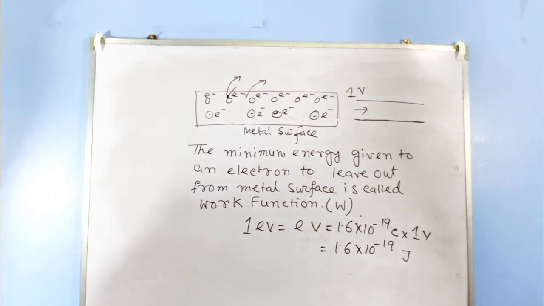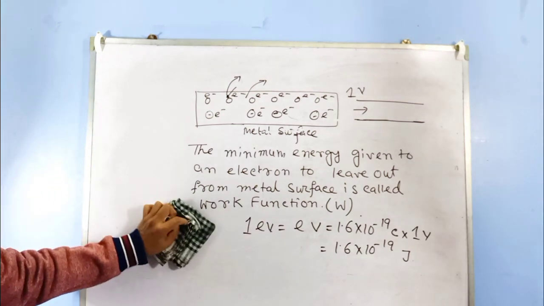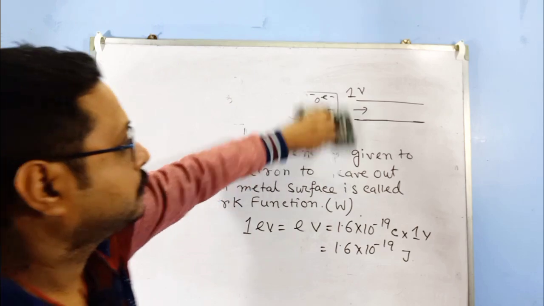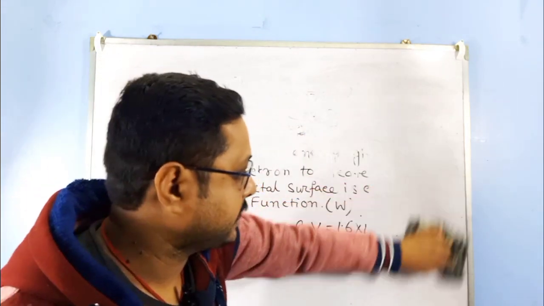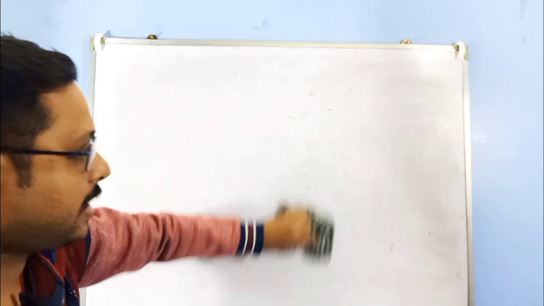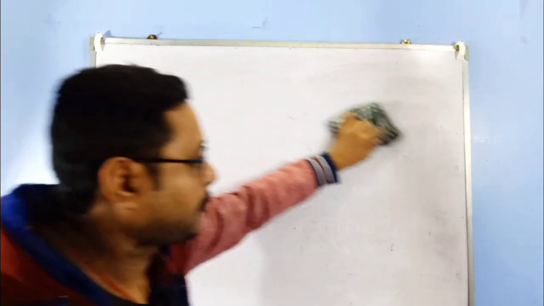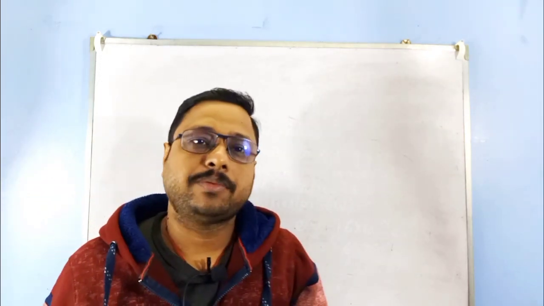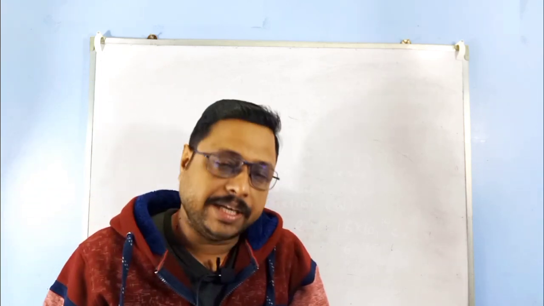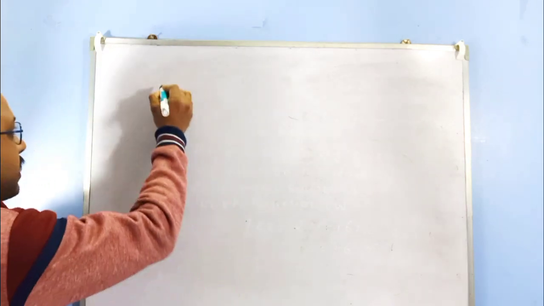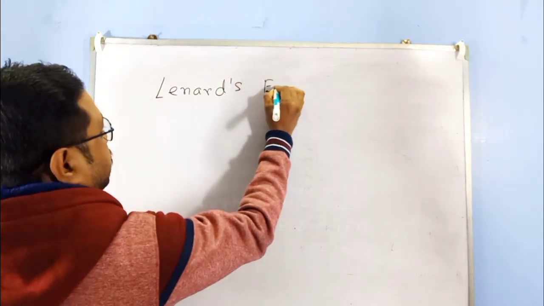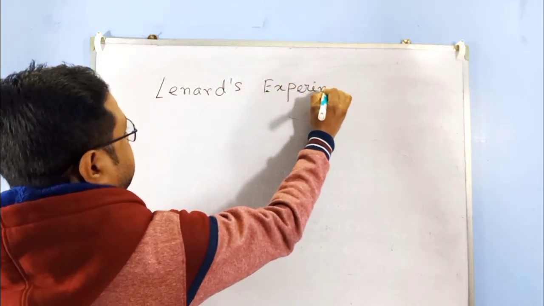Now, what is the photoelectric effect? If we consider that, we have to consider the experiments of some great scientists. At first, the experiment was done by Heinrich Hertz. Then the experiment was done by Hallwachs. And then the final experiment was done by Lenard. Lenard's experiment is very important.